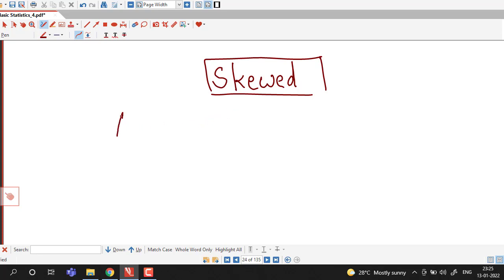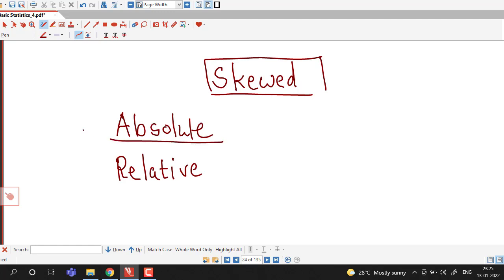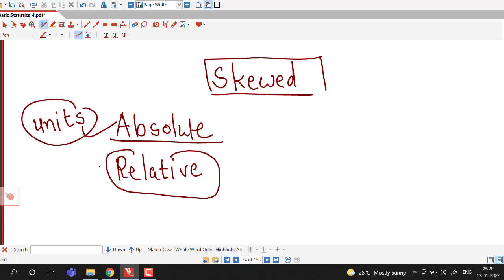We have two types of measures for skewness. One type is absolute measures of skewness and the second type is relative measures of skewness. The absolute measures of skewness depend on the units given for the variable of the data. The relative measures of skewness are independent of the units of the given variable.